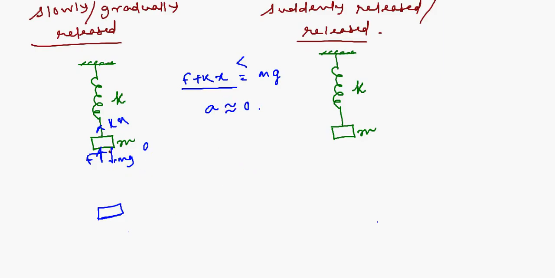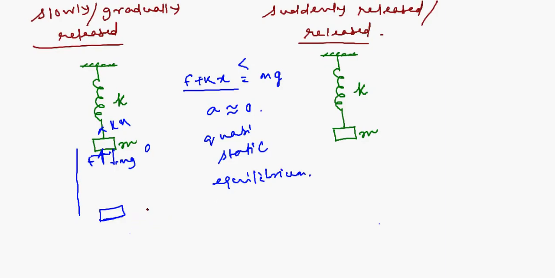We say at any point up to this, the body is in near equilibrium, or we say the body is in quasi-static equilibrium. When the block reaches here, its velocity becomes 0, the F vanishes, and we say the body is in total equilibrium.